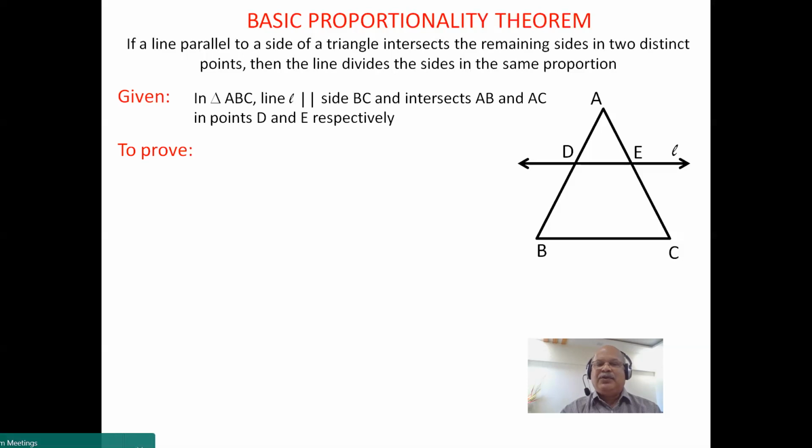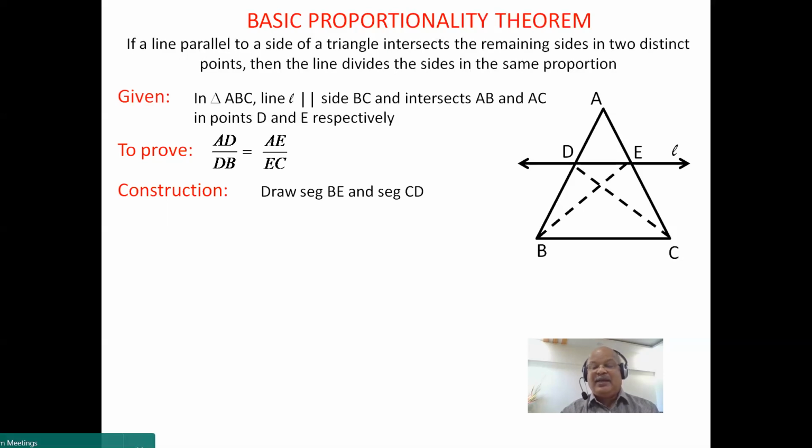Now, what are we supposed to prove? If this is what we have, then it is said that this line L divides the remaining two sides in the same proportion, meaning AD upon DB is equal to AE upon EC. This is what we are supposed to prove. And to prove this, children, we are going to go for a construction. We are going to draw two segments. One is segment BE and the second is segment CD, thus creating two more triangles.